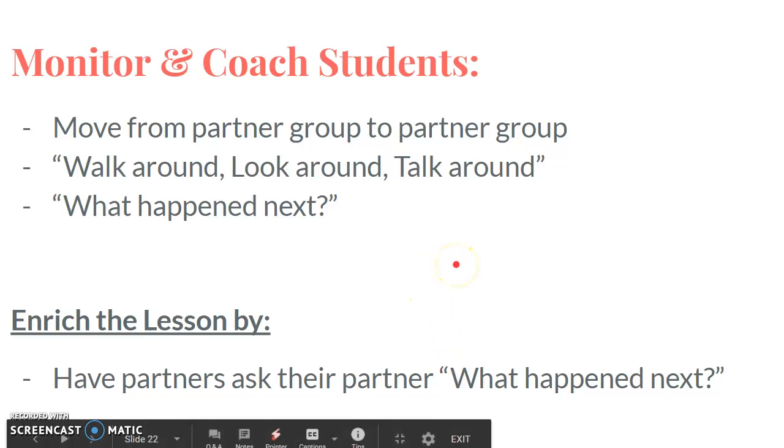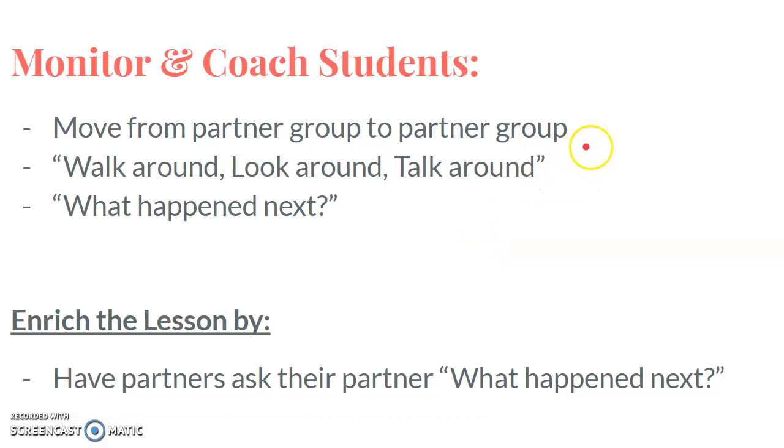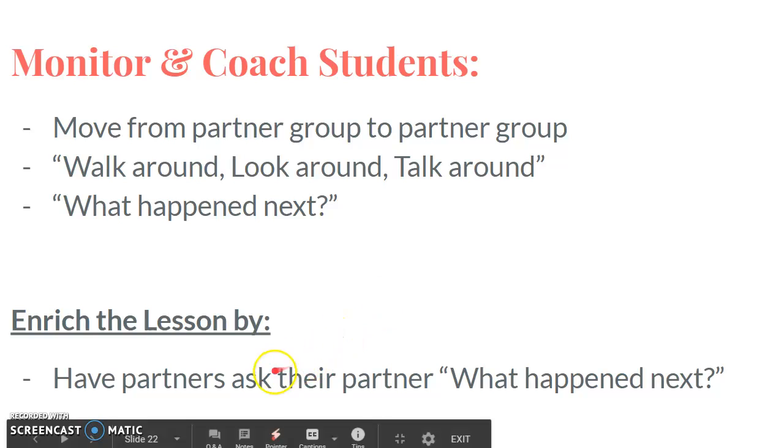Monitoring and coaching students through this process, you want to make sure that you do use that partner response so that they can have these conversations. You want to walk around and interact with them, have them interact with each other, and look to see what others are doing. If you need to give them a verbal cue or prompt, you could use "what happened next?" You could also have their partners ask "what happened next?" to further enrich the lesson.